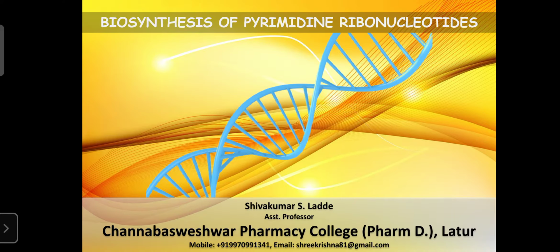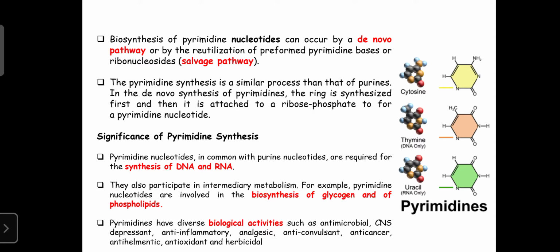So dear students, today our topic is biosynthesis of pyrimidine ribonucleotides. Already we learned regarding the biosynthesis of purine derivatives or purine nucleotides. Purines and pyrimidines both are required for the synthesis of DNA and RNA, and both DNA and RNA play an important role in the regulation of various biochemical processes involving the biosynthesis of proteins. So now we first go for the pyrimidine nucleotides.